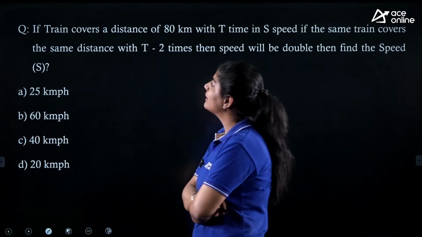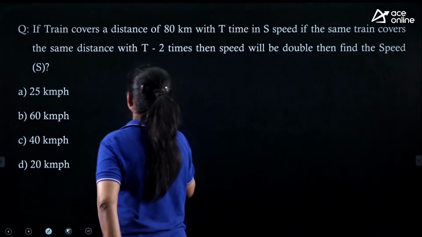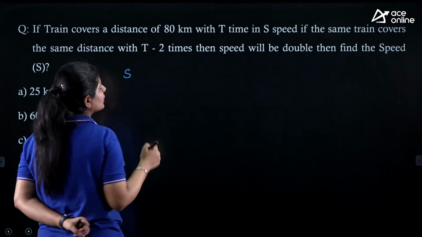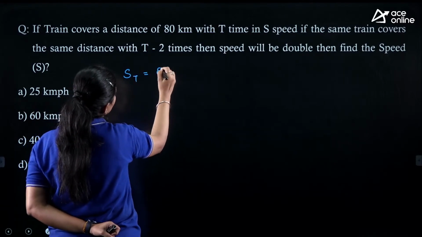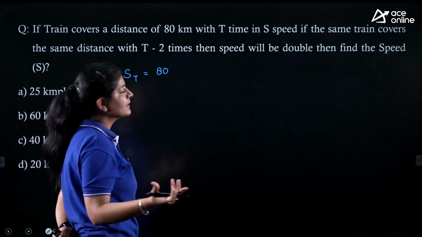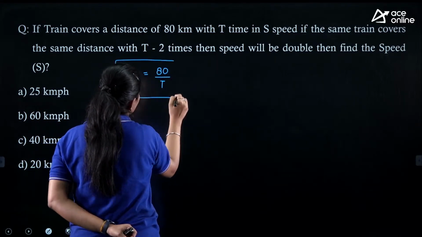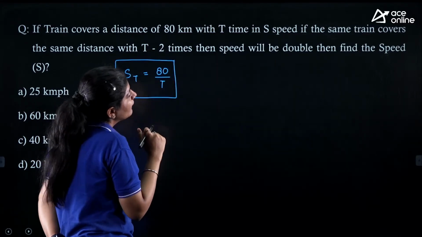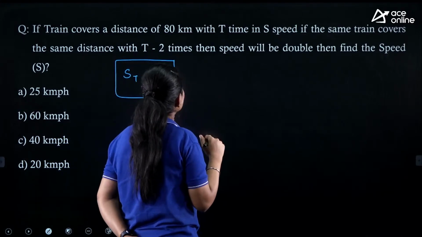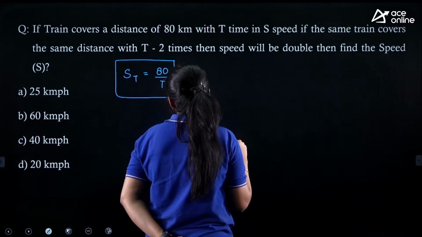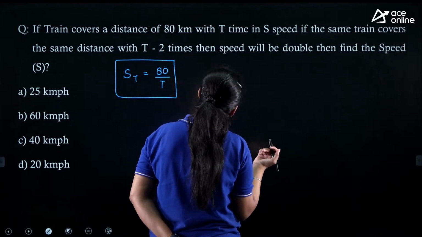The question is saying that if the train covers a distance of 80 kilometers, first we can try to find out the speed of the train. So speed of the train can be written as the distance that the train needs to cover, 80 kilometers, with the time period of t. Right? Now, if the same train covers the same distance with t minus 2 time, then the speed will be doubled.